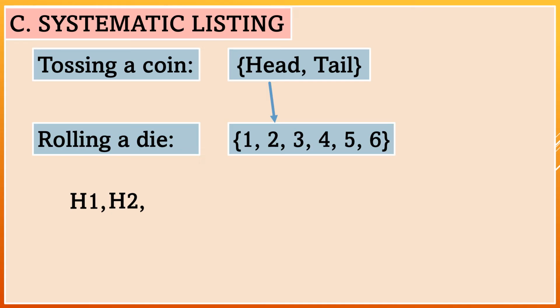Next try, possible outcome will be head 3. Next, we have possible outcome is head and 4. Next try, possible outcome will be head 5 or H5. And next possible outcome will be H6 or head 6. And then, another possible outcome, if we are going to toss a coin, ang lalabas ay tail.